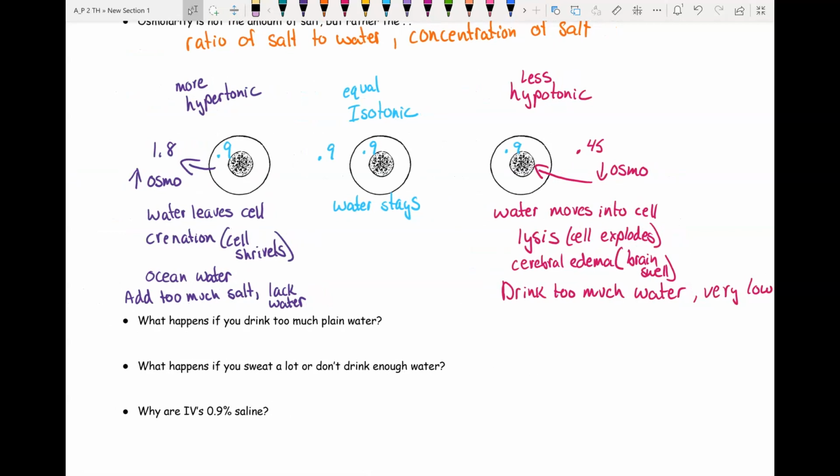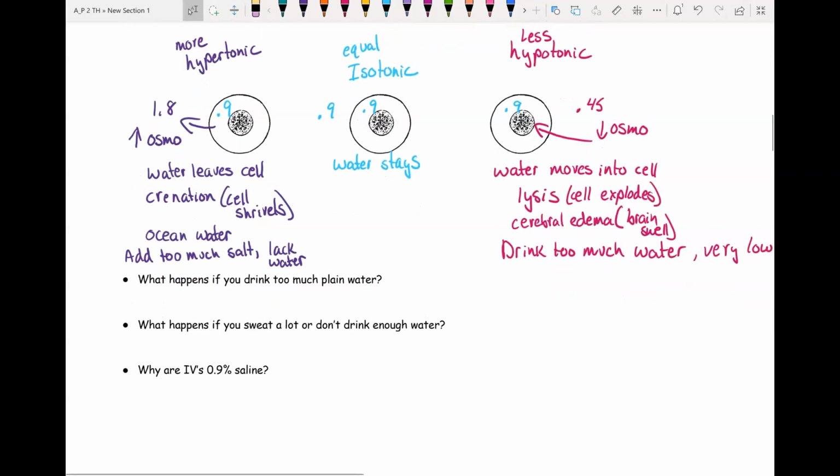Okay, so what happens if you drink too much plain water? Well, if you drink too much plain water, you will make your blood hypotonic, because you will dilute the salt that you have. You're adding water, but you're not adding salt with it. What happens if you sweat a lot or don't drink enough water? Well, in that case, you would make your blood hypertonic. Because remember, sweat is salty, but there's more water lost than salt lost.